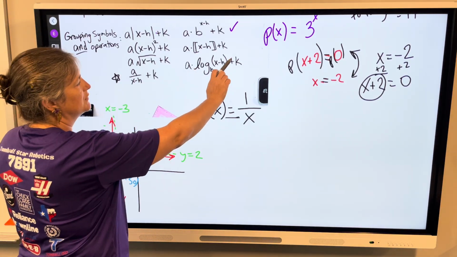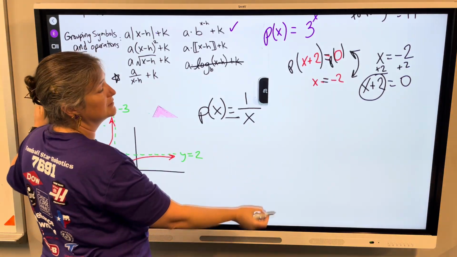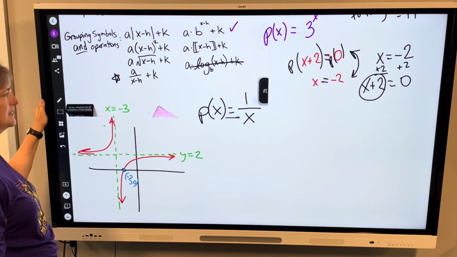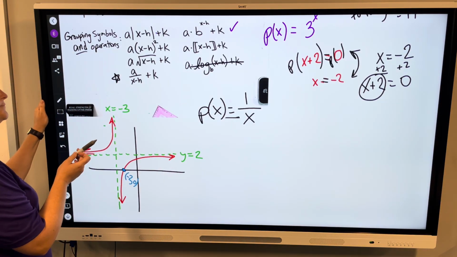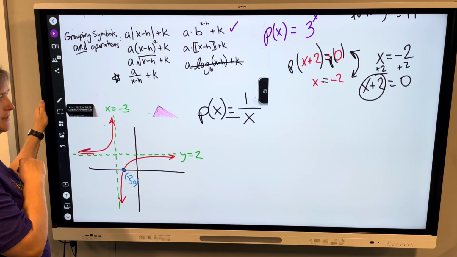This one also has a vertical asymptote, but it's from something else, and we're really not going to study that one. So here's a tip to the wise. That one's not on the test. We will study that in depth in college algebra. I wanted you to see what it looked like, but it's not on the test.